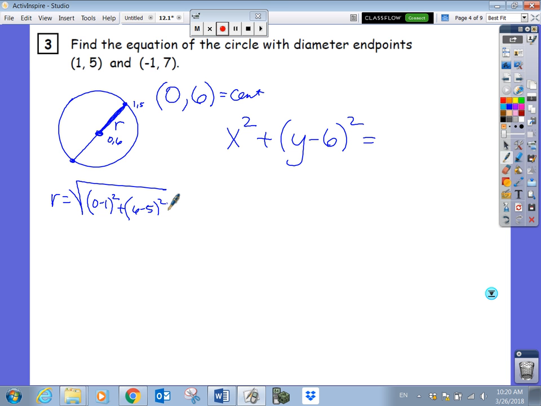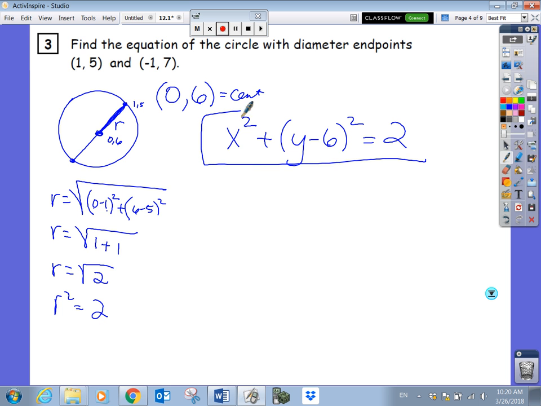Either one will work. So r equals the square root of (0 minus 1), negative 1 squared is 1. 1 squared is 1. So r equals the square root of 2. Now, if you get a negative underneath there, you've done something wrong. You cannot have a negative radius. Okay? You can't have an imaginary radius. You can't have a negative out in front. You can't have a negative underneath. If you get a negative underneath, you have done something wrong. So if r is root 2, then r squared is just 2. So equals 2. So there's your equation of the circle.